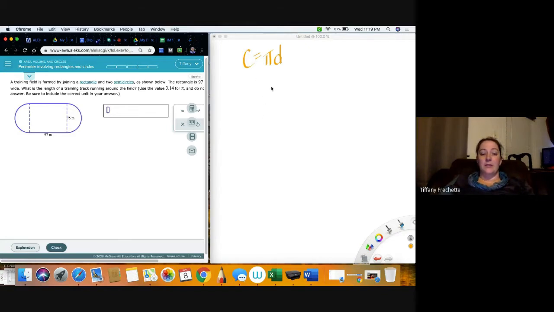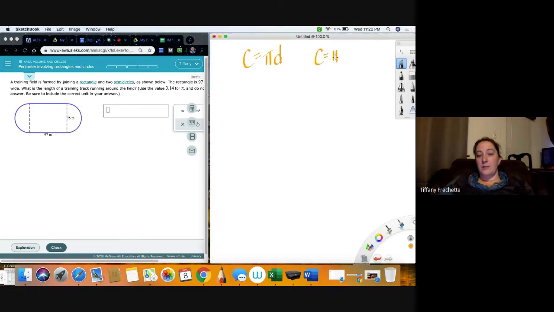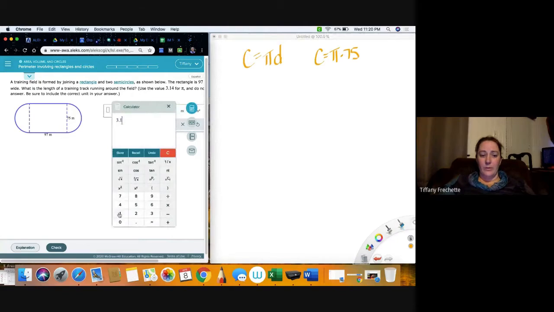It's a little bit of a tricky one. So I'm going to have circumference equals pi times the diameter. And I don't have to divide by 2 because I'm going to have a semicircle on the right and a semicircle on the left. So I have both halves. It's just got a rectangle, like they cut it in half and then separated it, but we still have both halves. So we want to grab our calculator real quick, and we have 3.14 times 75, and we get 235.5.